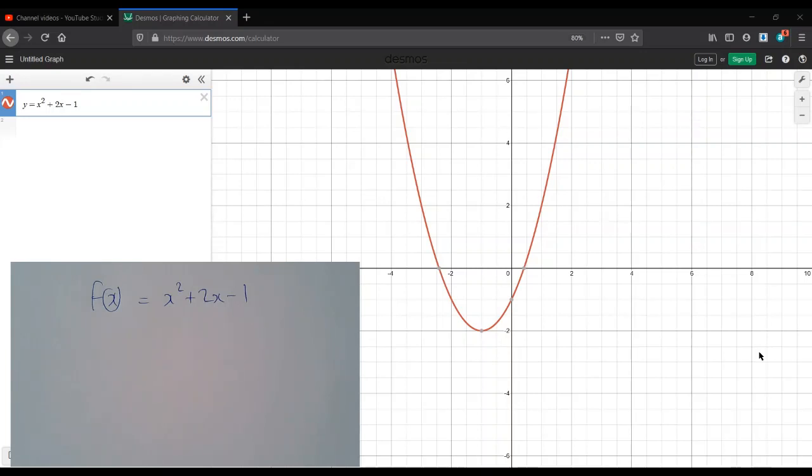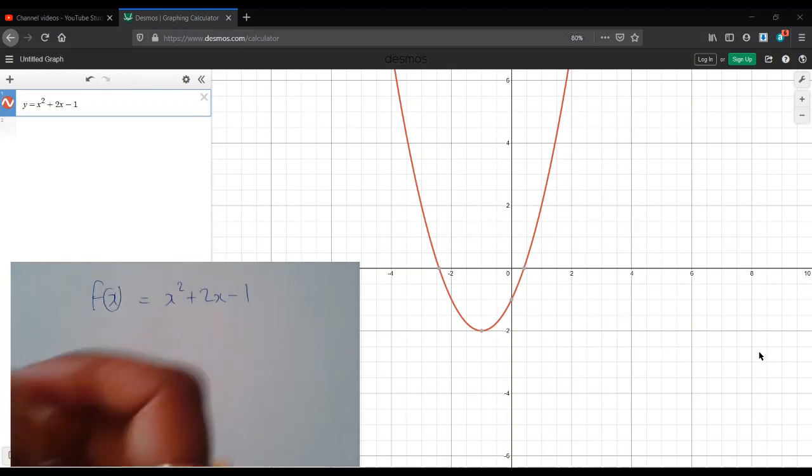Right, this is the third video on transformation of functions. If you've not seen the first two, I'd recommend you watch those before you watch this one. Right, this is the original f of x that I used as an example.